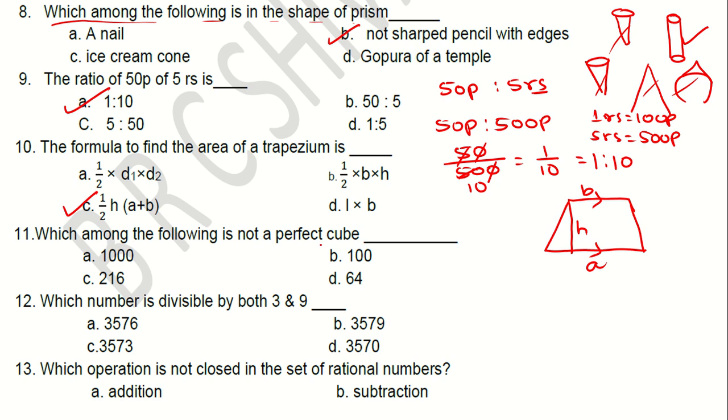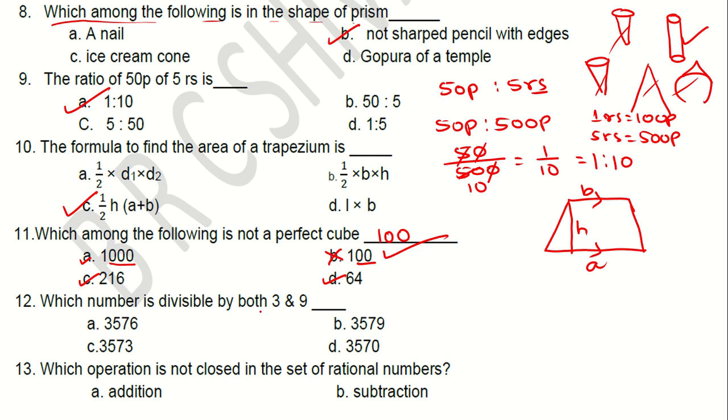Which among the following is not a perfect cube? Here there are three zeros, it is a cube. And here there are two zeros, this is not a cube. And 216 is the cube of 6 and 64 is the cube of 4. So therefore option B is the correct answer. 100 is not a cube, it is only a square.